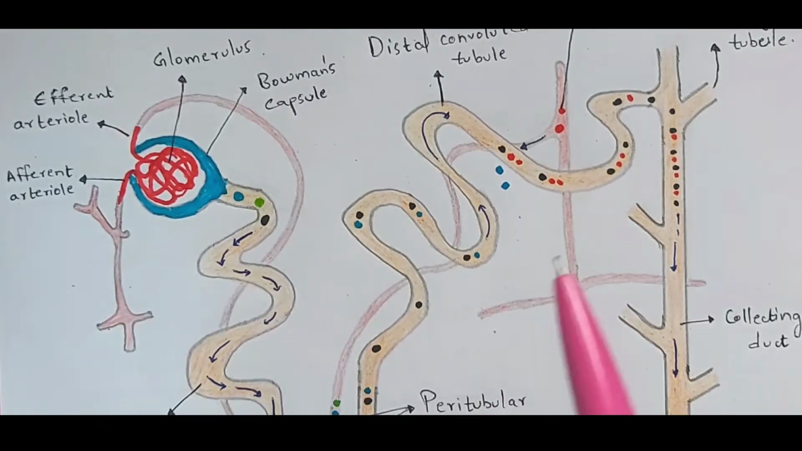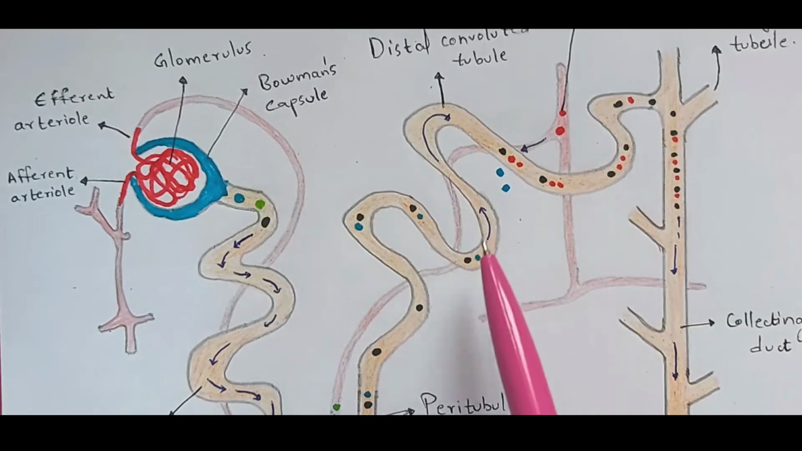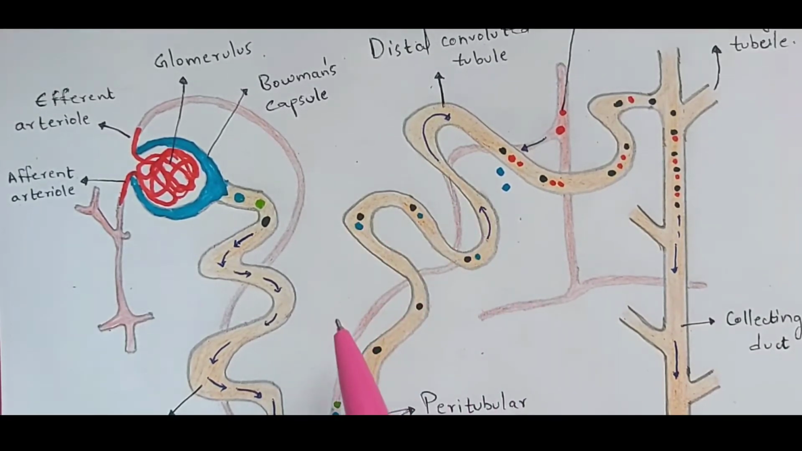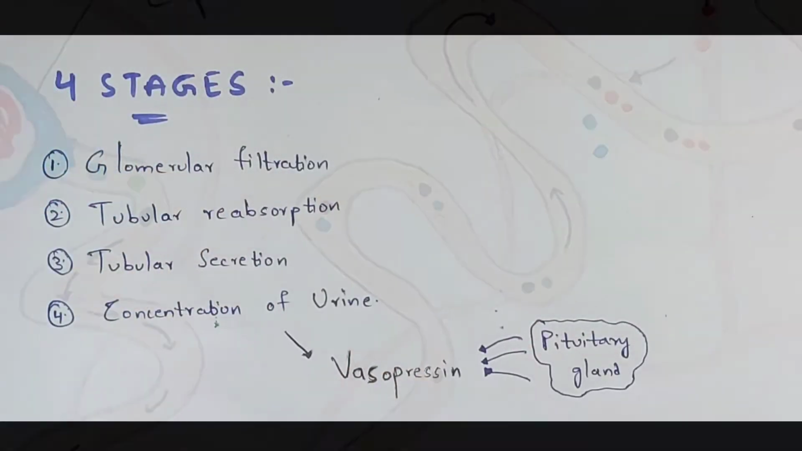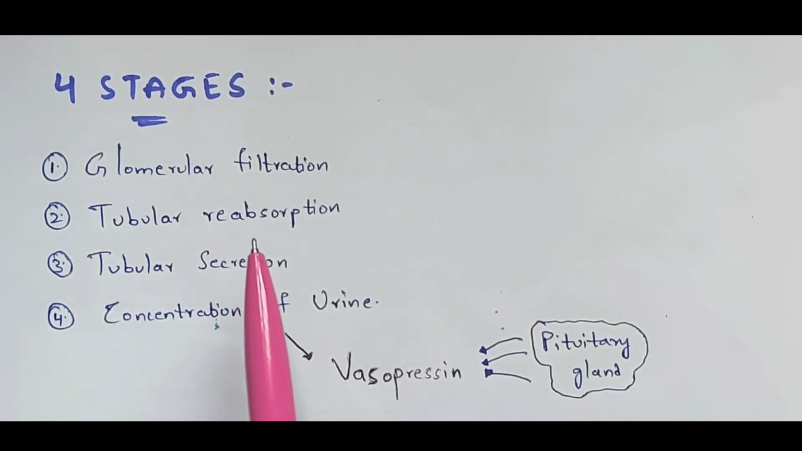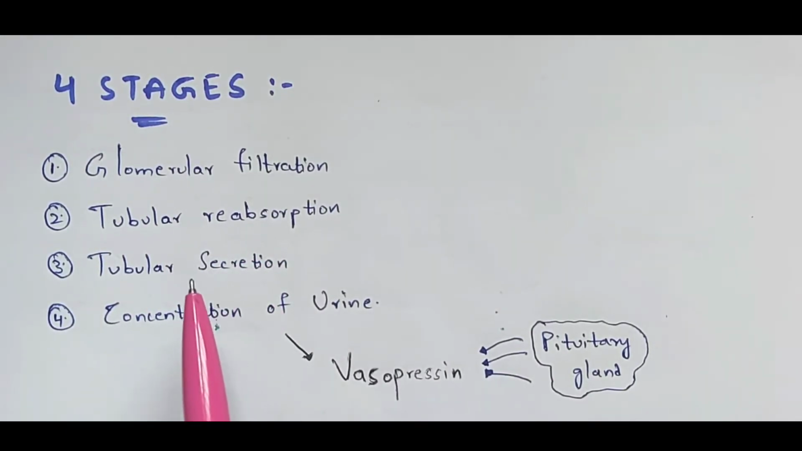So this is just the structure which I have explained to you till now. What is the mechanism which is present behind this function of the nephron is what I'm going to explain now. So listen properly, students. The function of the nephron can be explained in 4 stages. So listen properly from here.